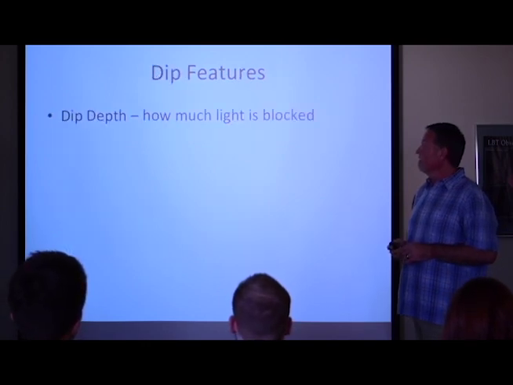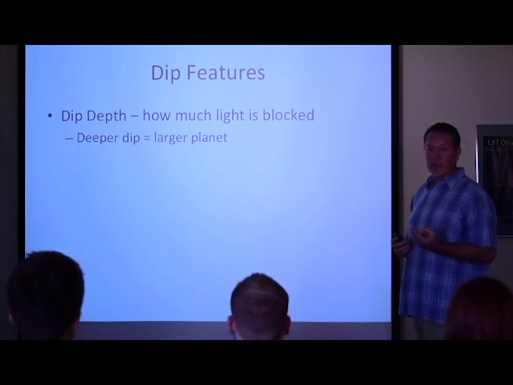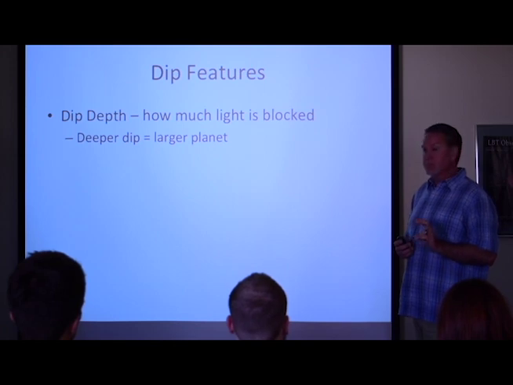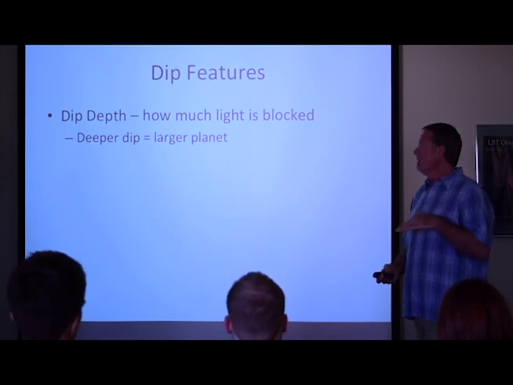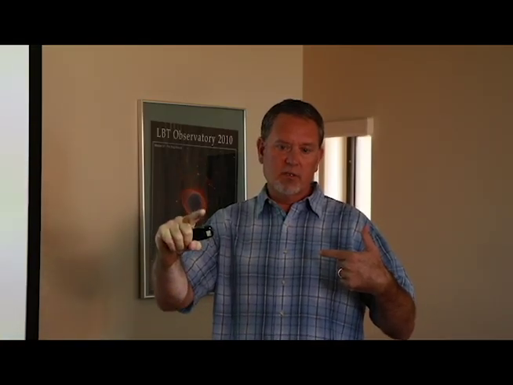So you've got two things, the depth of a dip, and the depth of the dip tells you how much light's being blocked, and that also tells you how big the planet is. Bigger dip, bigger planet. Deeper dip might be a better way to say that. Deeper dip, bigger planet.